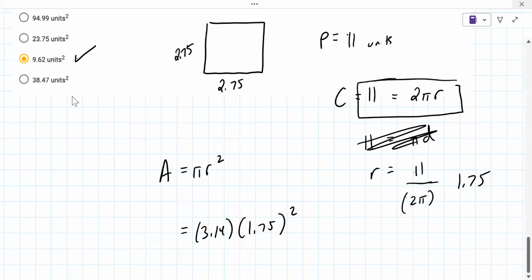I was thinking it looked too small, but when you square these numbers, they don't get that much bigger. It's 9.62 if you were to round it. I think it does tell you to round it to the nearest hundredth. Yeah, nearest hundredth.